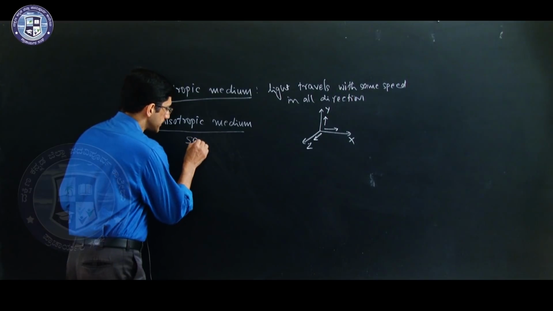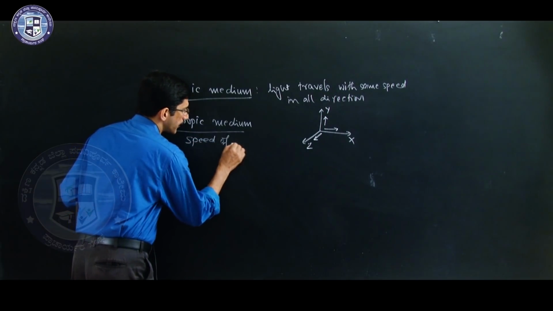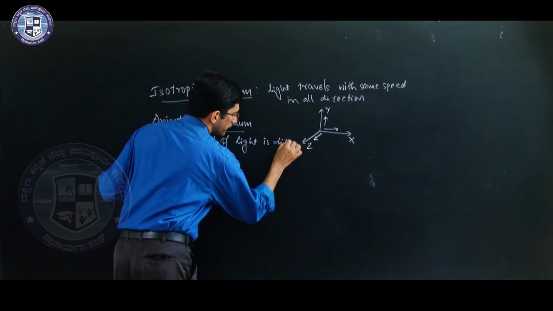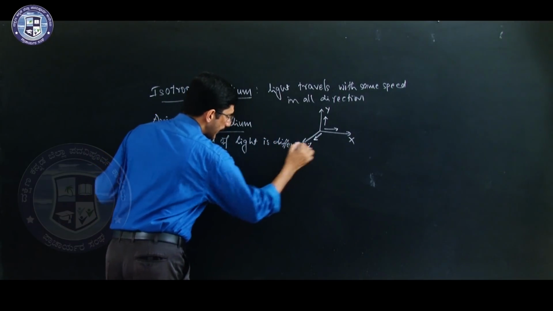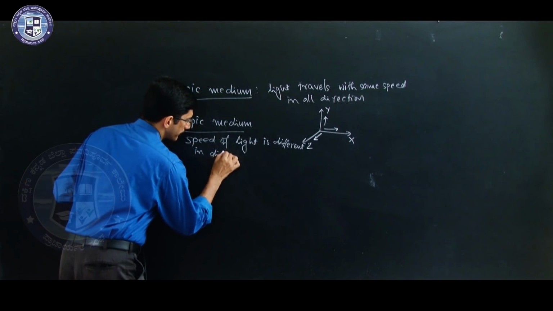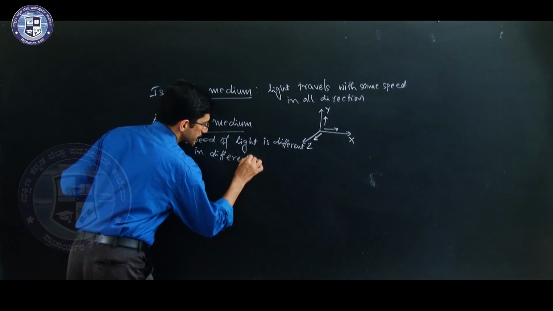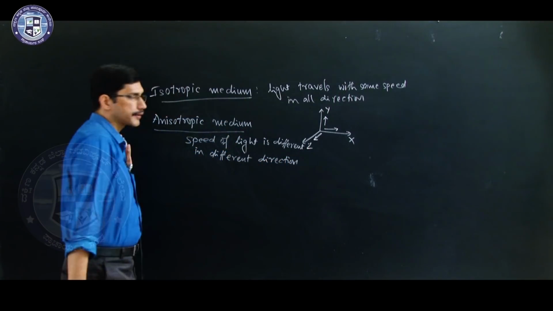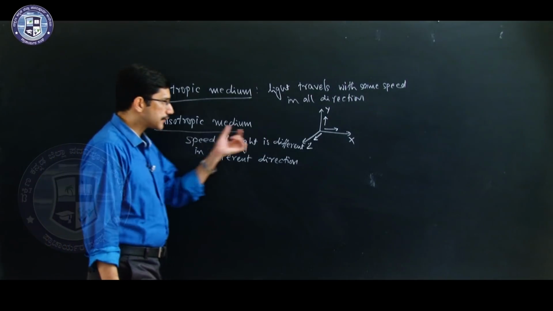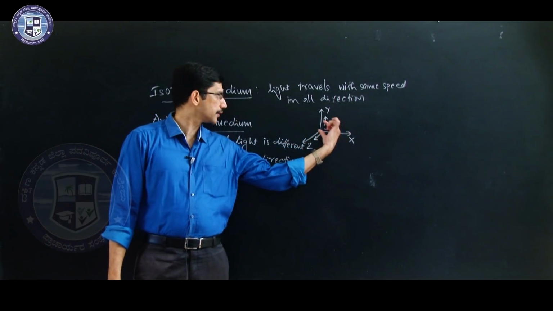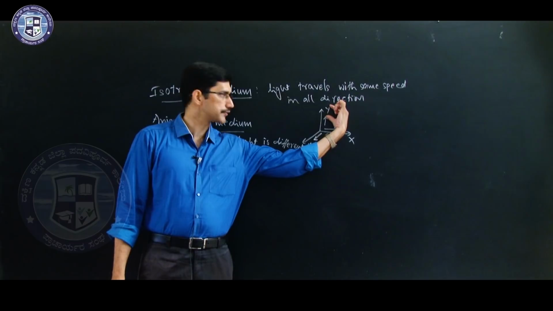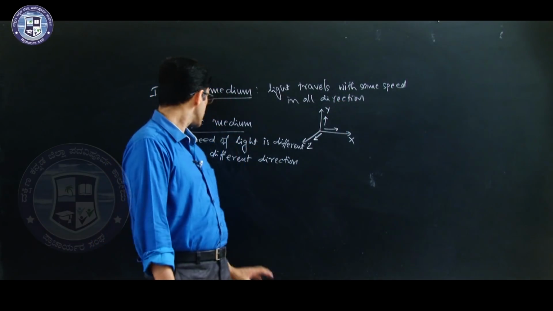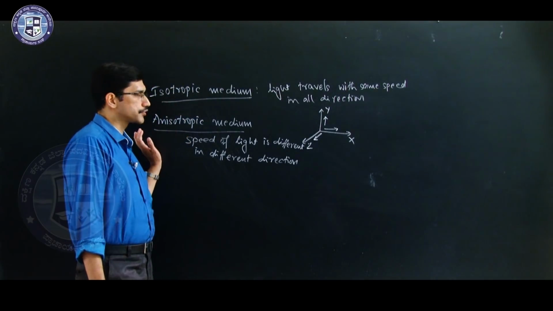If the speed of light is different in different directions, then such a medium is said to be anisotropic medium. If the light travels along the x direction, then there will be one speed. If it travels along the y direction, then there will be some other speed, and if it travels along the z direction, the speed may be different. Such a medium is said to be anisotropic medium.